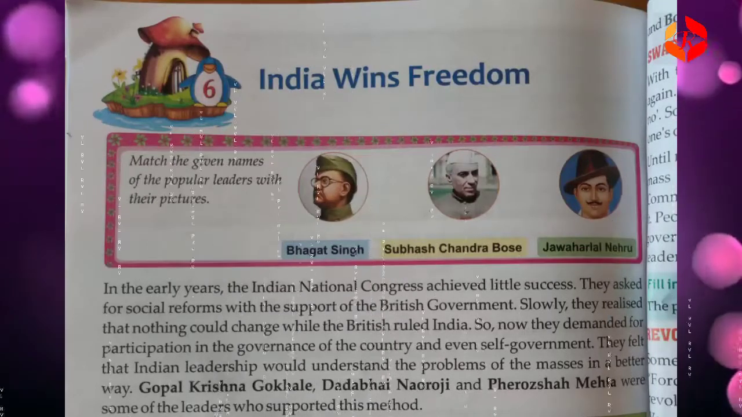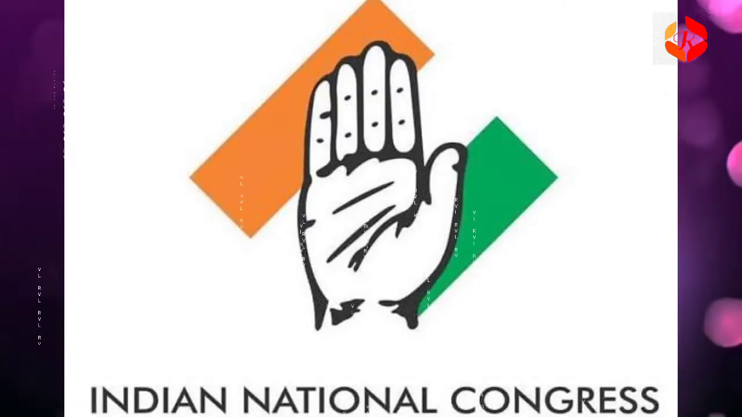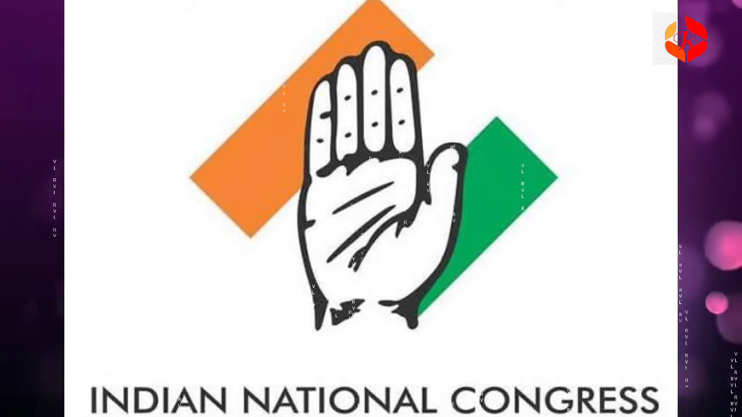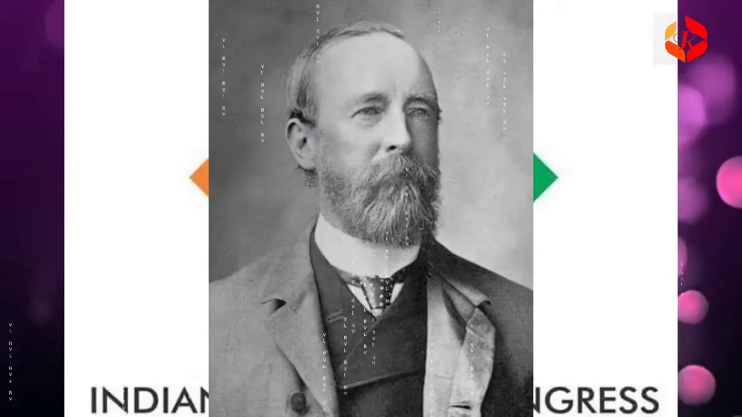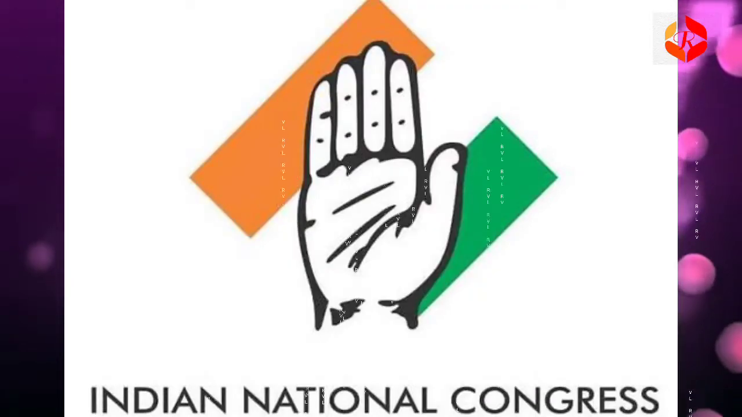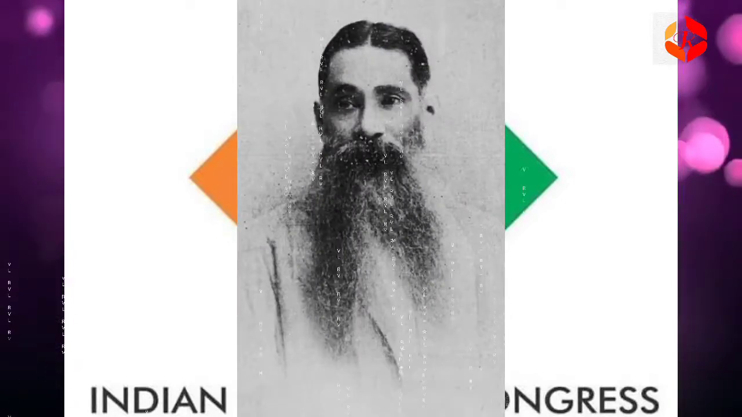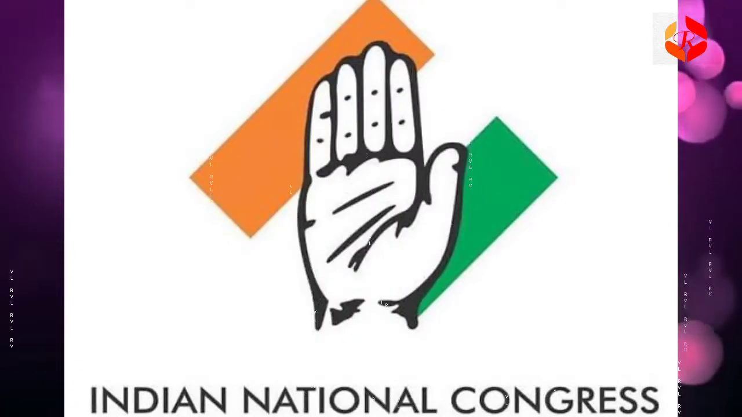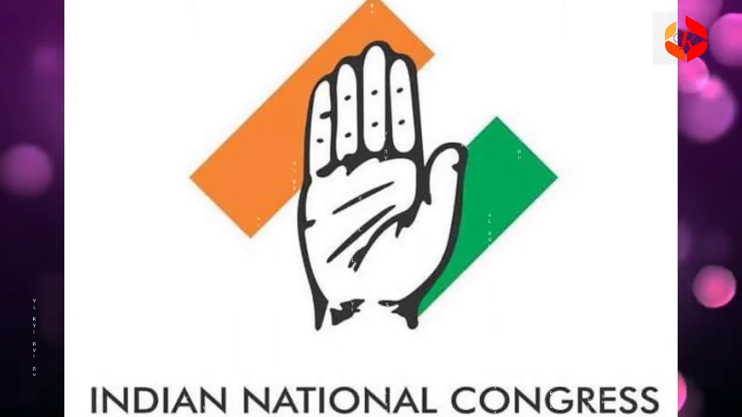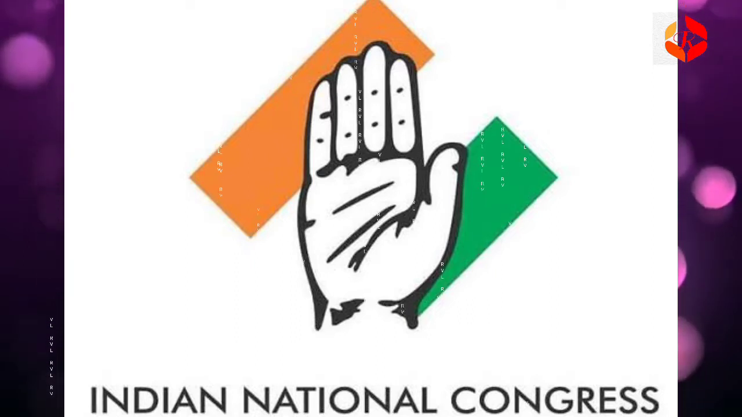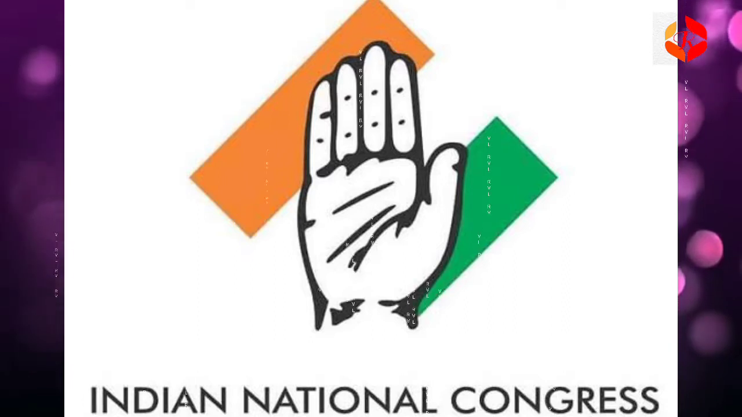In the initial days after forming the Indian National Congress, we knew that the Indian National Congress was formed by a Britisher. His name was Alan Octavian Hume, and the first president of the Indian National Congress was an Indian, W.C. Banerjee. So in the initial days, the Indians got very little success. So they gradually demanded participation in the governance of the country and also in forming self-government.